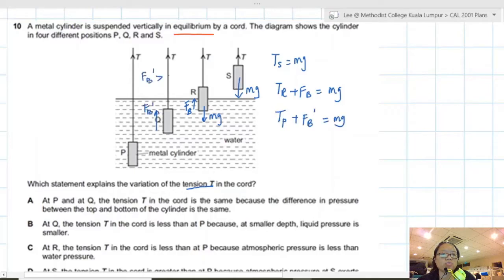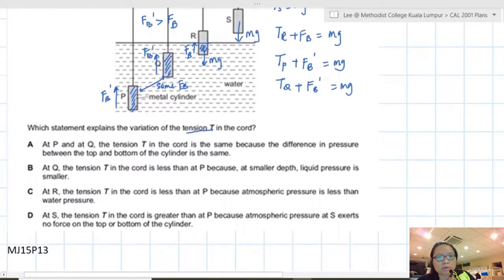So this new buoyant force is bigger than the old buoyant force, because more of the object Q is submerged. P and Q have the same buoyant force because it is equally submerged. It's the same volume of water displaced, or the same pressure difference. Okay, so TP is actually equal to TQ.